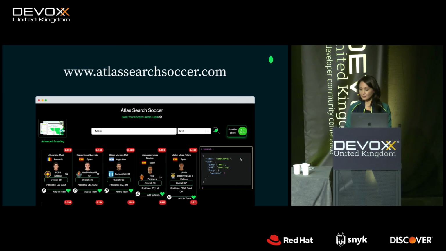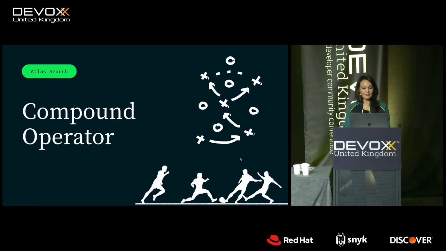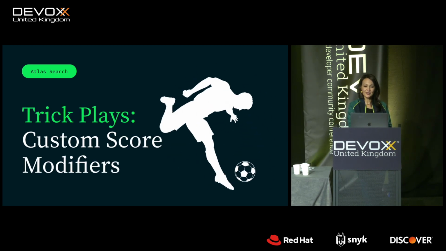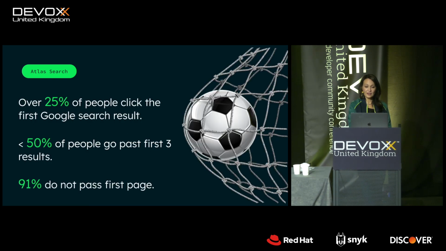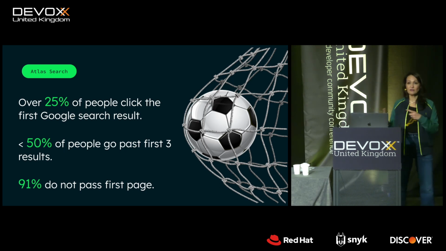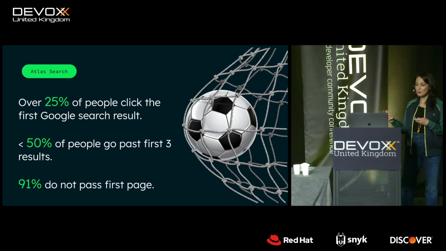Okay, I've got 13 minutes left. I'm going to go quickly now. We use the compound operator, so we saw how to use different operators in search, and then we showed how to combine them, how different combinations can work together. We showed some trick plays with the function scoring. Now, we also have other types of function scoring, but it's really score modifiers. So function scoring is a type of score modifier, but we have other kinds.